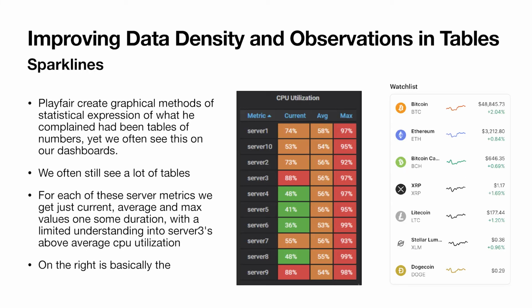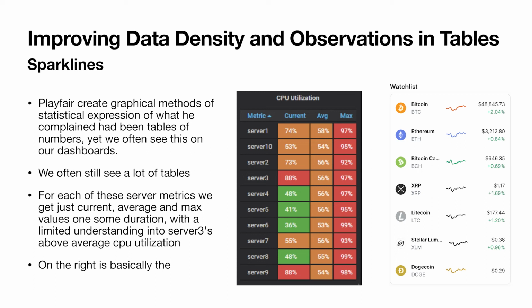We talked about making lots of metrics on a graph to increase the data density, but let's talk about using fewer metrics and still creating better density of our data. We still get a lot of stuff that's in tabular form like this, right? And here we see a common type of dashboard where we're showing current, average, max for different servers. But we're only getting 3 values for one metric for each of those servers.